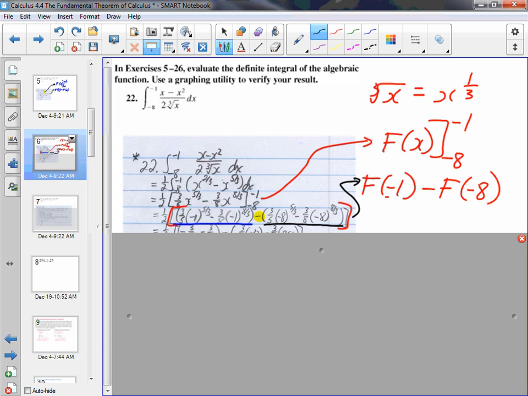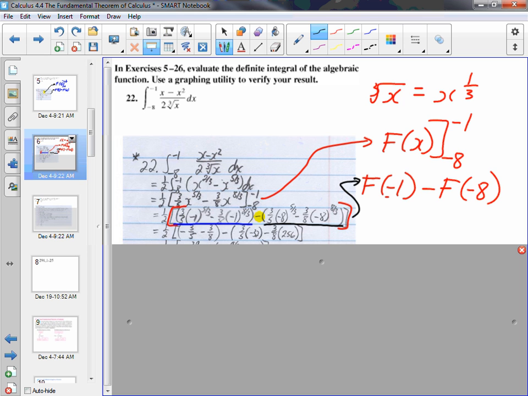Now it's arithmetic. So we've got the 1/2 out in front, then a bracket. Now let's work on the first parentheses. So -1 to the 5/3. Well, that's like the cube root of -1, which is -1, to the 5th, which is also -1. So that's 3/5 times -1, -3/5. And then the -3/8 times -1 to the 8/3. Well, that's like the cube root of -1, which is -1, to the 8th, which is +1. So that's -3/8 times +1, -3/8.